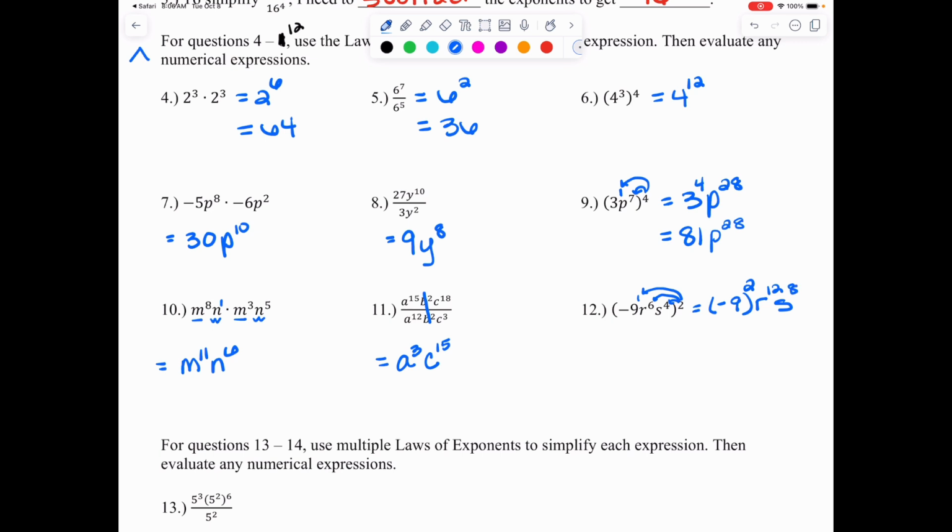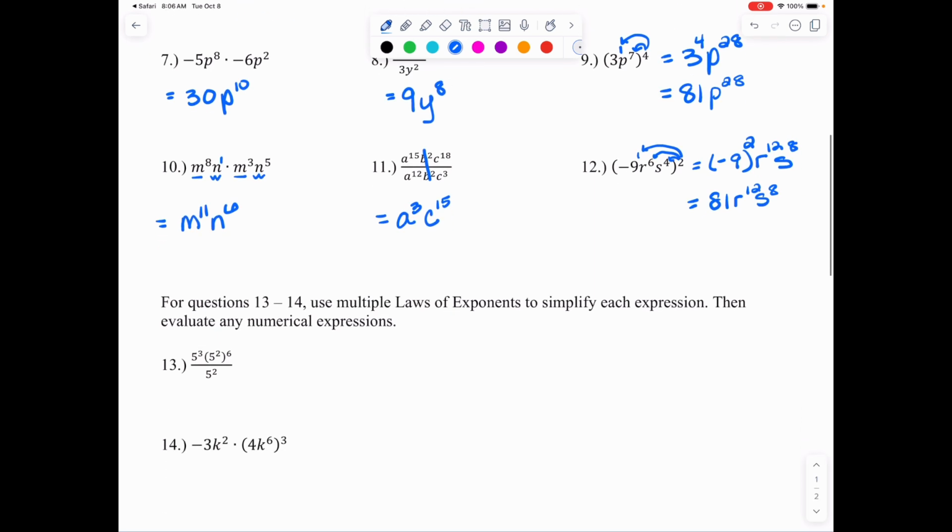We can simplify -9 squared. Be very careful that you type the parentheses into the calculator. Without the parentheses, this is going to look like it equals -81. When with parentheses, we're doing -9 times -9, which is actually 81. So our final answer is 81, r to the 12th, s to the 8th.